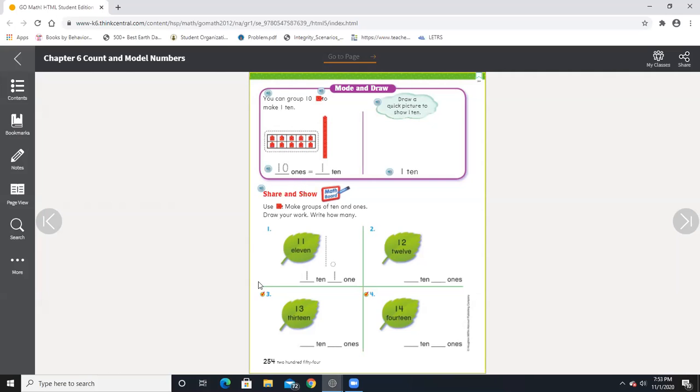So we may not have cubes, but we're still going to make groups of 10s and 1s, and we're going to draw our work and write how many. So this one has been done for us. This number is 11, and we have 1 ten and 1 one. And so we have a quick picture that we're going to trace. Right here we have the line, which represents 10, and we have the circle that represents the 1. So this is 10, 11. Now let me explain this a little further.